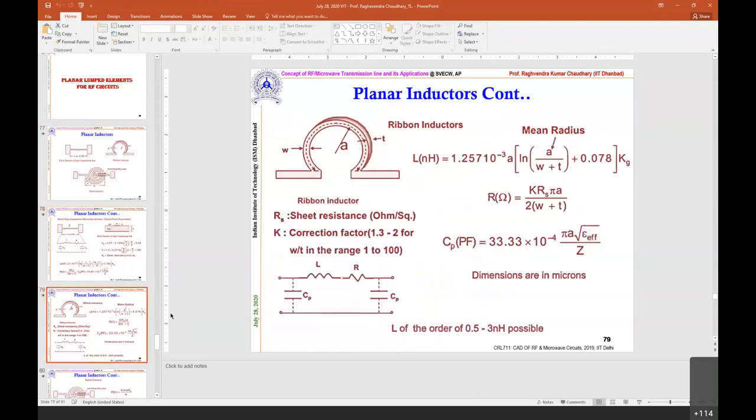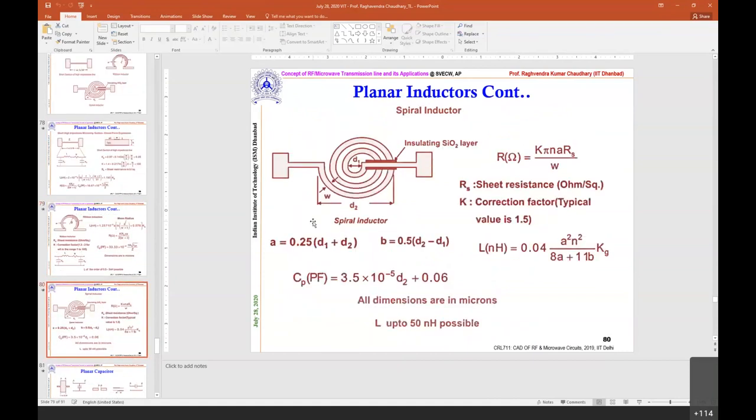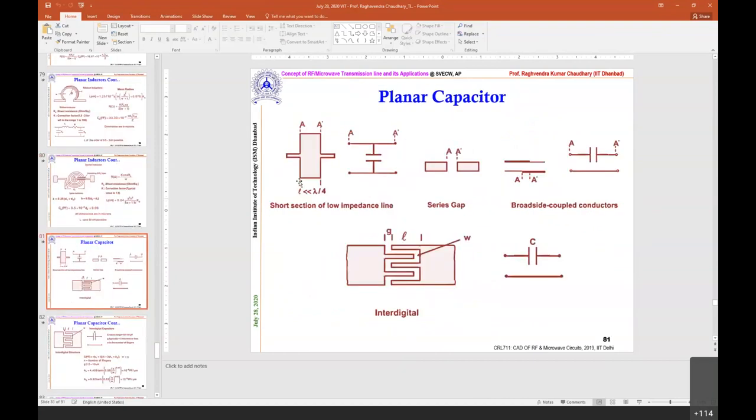I don't have time actually. Sanjeev, you've given just 1 hour, that is why I did not take in the slides. Here you can see some spiral inductors, we can manage all these things. Similarly for the capacitor as well, you can manage the capacitor from these circuits.